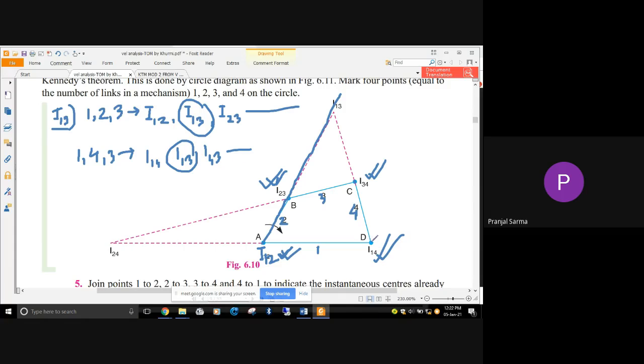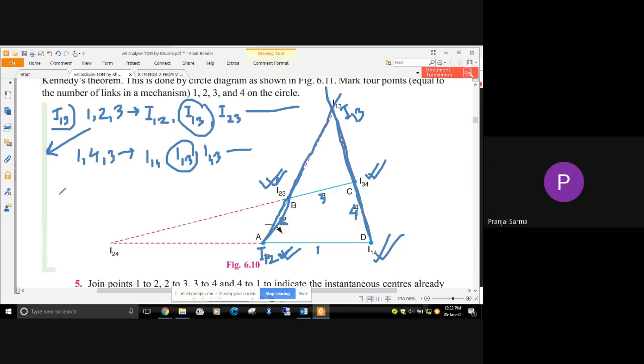So if I draw a straight line here, it will move something like this. Now as per one statement, I13 will lie along this line. As per the second statement, it will lie along this line. So where both of them are satisfied, at the intersecting point, I13 lies. So this is the location of I13.